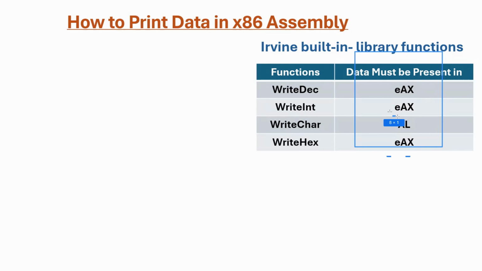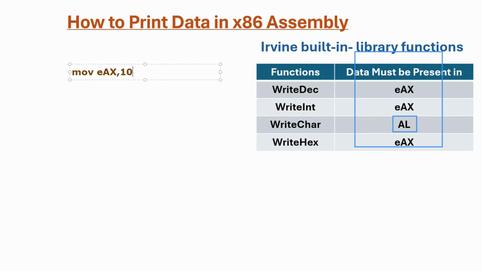Only one specific case is different. And what is that case? It is write character. We know that a character is basically byte-wise data, and a byte can easily be stored in an 8-bit location. So if you observe here, it is the only location which is 8-bit. Otherwise all other accumulators are 32-bit. So for write character, data should be present in AL, and the rest of the functions assume that data is present in the extended accumulator register.